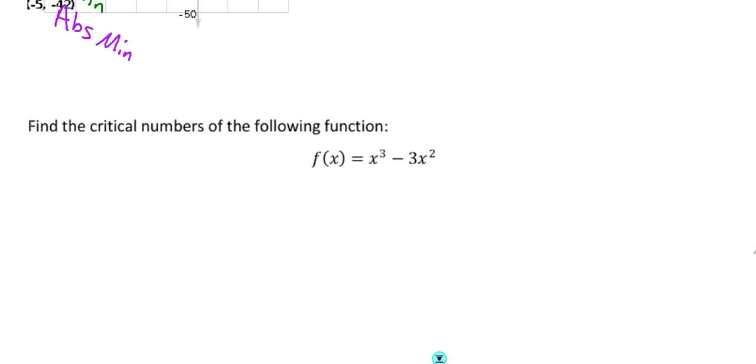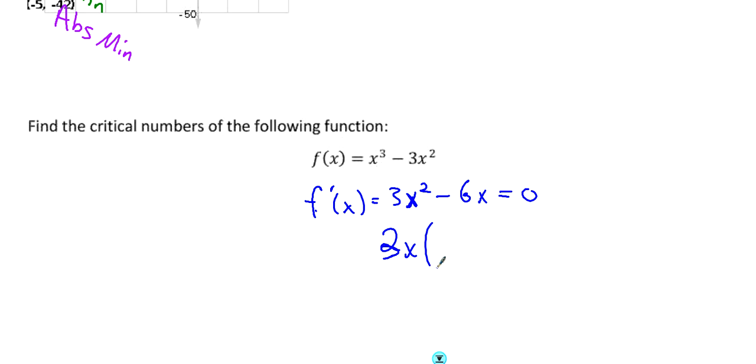All right, and then the last part, finding critical numbers. So we're finding critical points. It's not asking us to find extrema, it's just asking for the critical numbers. Again, to find critical points, you find the first derivative, so f prime of x is 3x squared minus 6x. You set it equal to 0. To find the solutions, you factor. You start with your greatest common factor, which is 3x, which leaves you with x minus 2. So our critical numbers are x equals 0 and x equals 2.